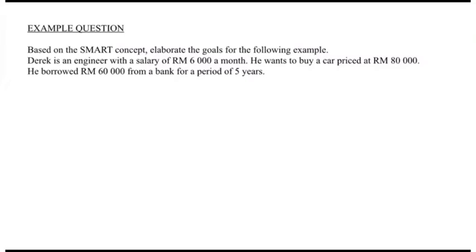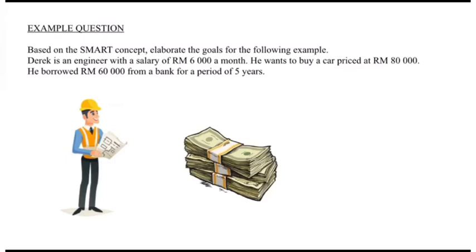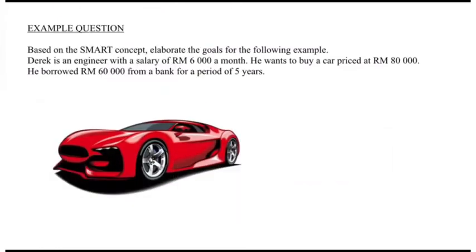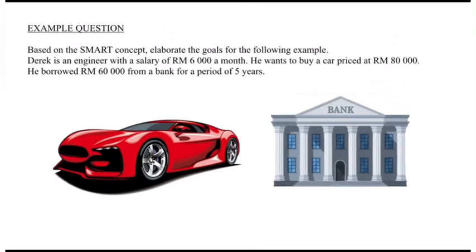Moving on, this is an example question. Based on the SMART concept, elaborate the goals for the following example. Derek is an engineer with a salary of 6,000 ringgit a month. He wants to buy a car priced at 80,000 ringgit. He borrowed 60,000 ringgit from a bank for a period of 5 years.